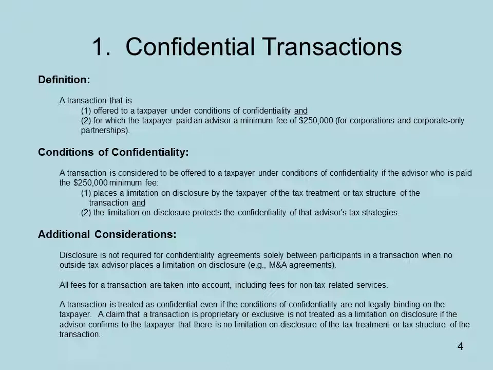It's important to note that this category of confidential transactions is not intended to apply to confidentiality provisions in agreements that we enter into with another company or participant in a transaction in which no outside advisor places a confidentiality limitation on our ability to disclose the transaction or tax strategy relating to the transaction. For example, this does not apply to purchase or sale, merger or spin-off agreements we enter into with other companies.